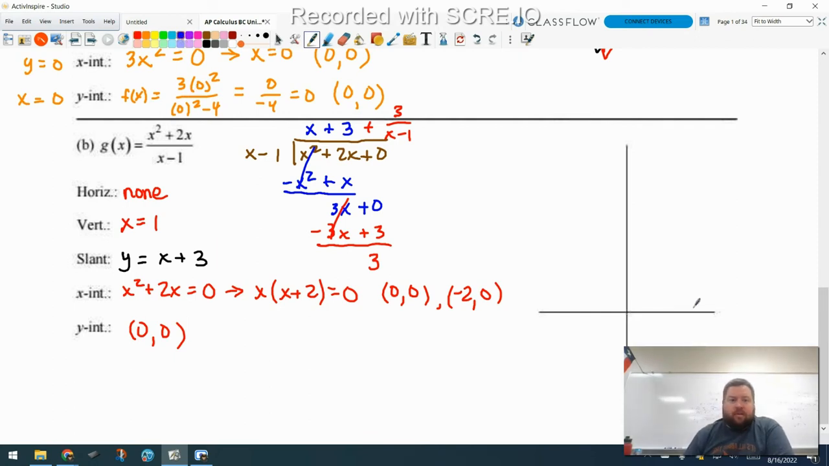Let's graph this thing. So x equals 1, vertical asymptote there. y equals x plus 3. So we have a y-intercept of positive 3 and a slope of 1. So up 1 and over 1 right there. I'm going to go down and left. Do that a couple times. I think I'm going to go all the way over here to the x-intercept.